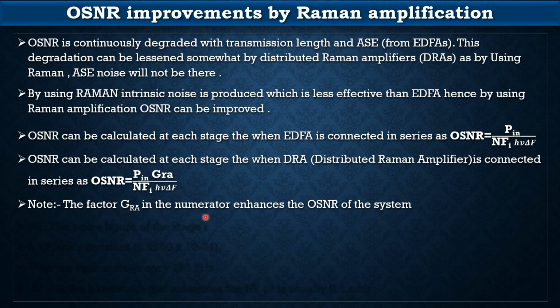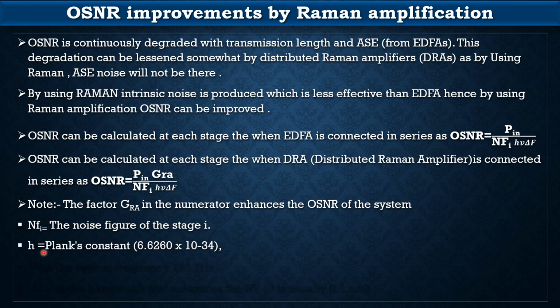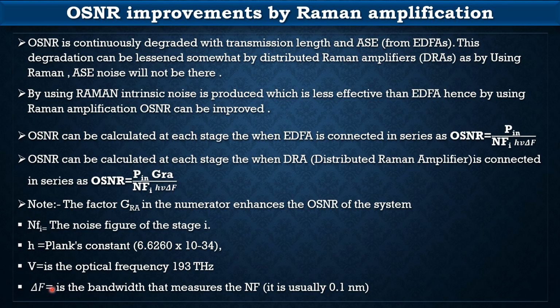The factor G_RA is in the numerator, and hence the OSNR of the system is improved by this value, the gain of the Raman amplifier. NF_i is the noise figure of the stage, h is Planck's constant, which we have discussed, ν is the optical frequency, and Δf is the bandwidth of the parameter of NF. It is basically 0.1 nanometer or 12.5 gigahertz.